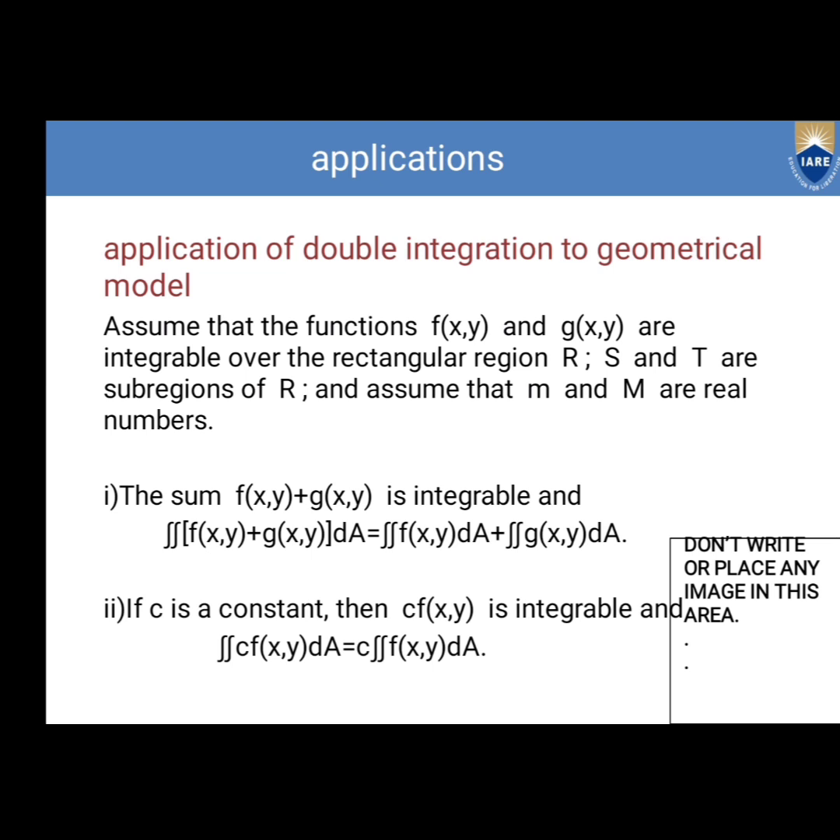Applications. Application of double integration to geometrical model. Assume that functions f(x, y) and g(x, y) are integrable over the rectangular region R, S and T are subregions of R, and assume that m and capital M are real numbers. The sum of f(x, y) plus g(x, y) is integrable, and the double integral of f(x, y) plus g(x, y) dA.